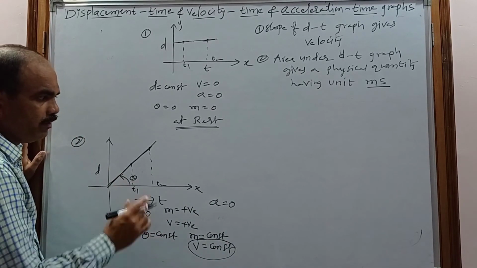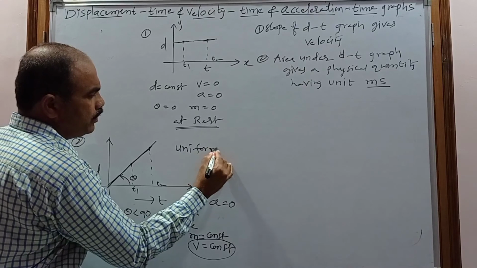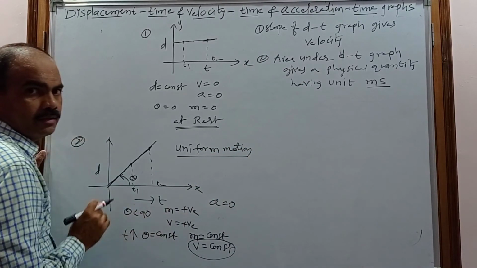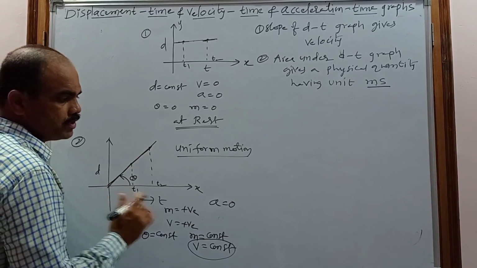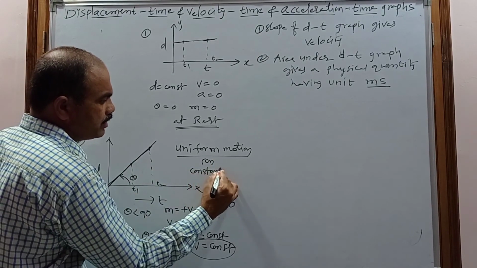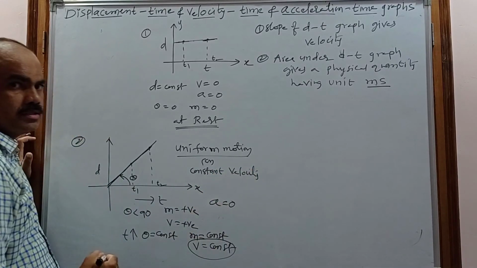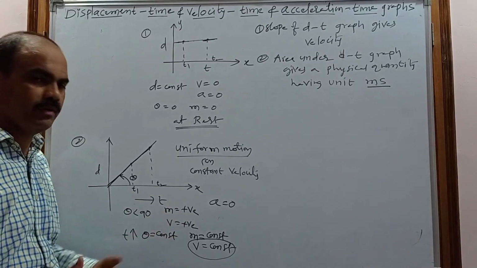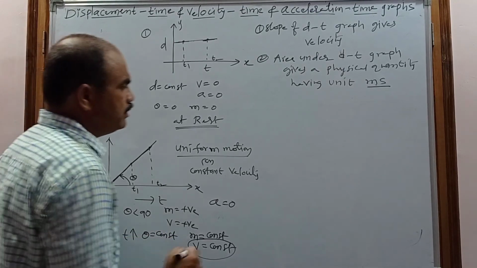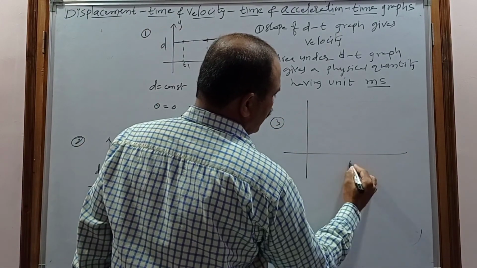That's why this type of motion is said to be what? Uniform motion. This graph can represent uniform motion, or a constant velocity motion, but this constant velocity is a positive velocity.